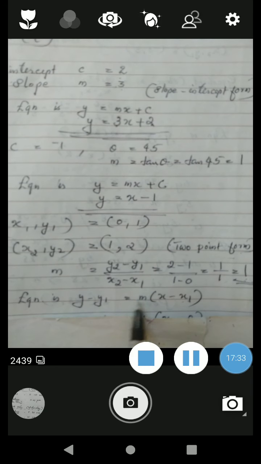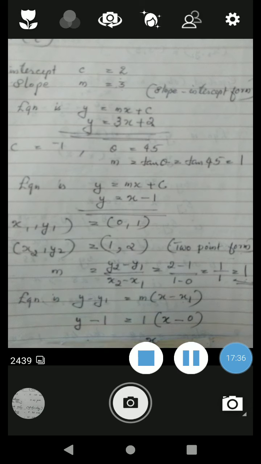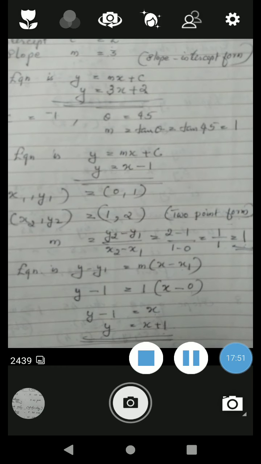Then equation is y minus y1 is equal to m into x minus x1. That is y minus 1, m is 1, into x minus 0. Therefore, y minus 1 is equal to x. Therefore, y is equal to x plus 1. That is the equation. In this way, you can find the equation of a line. If slope and intercept are given, if 1 point and slope are given, if 2 points are given, we know how to form the equation of a line.